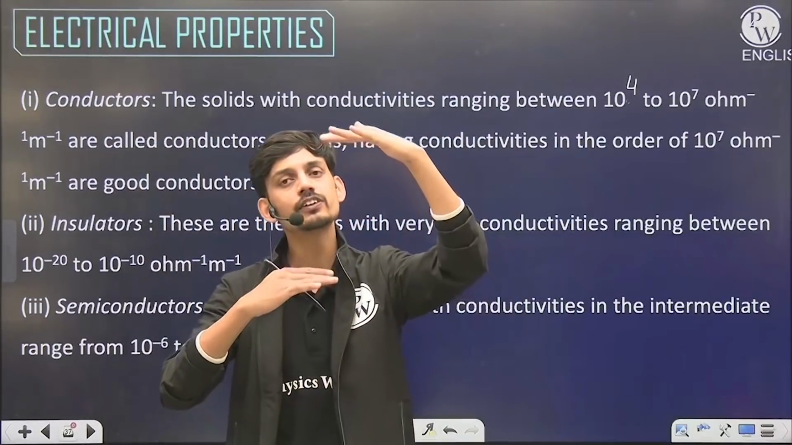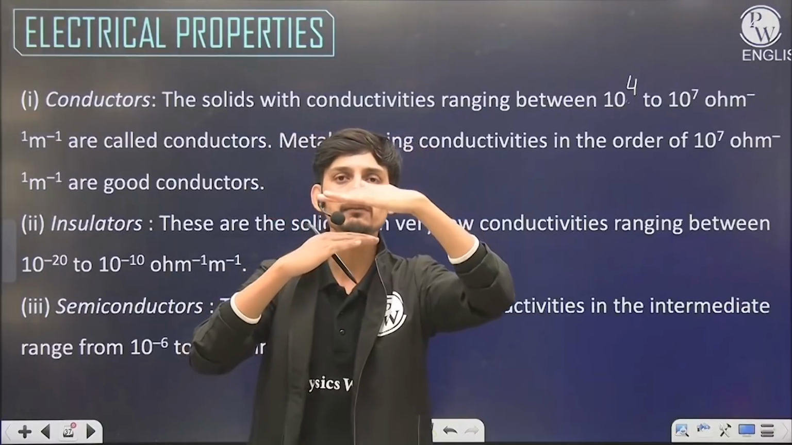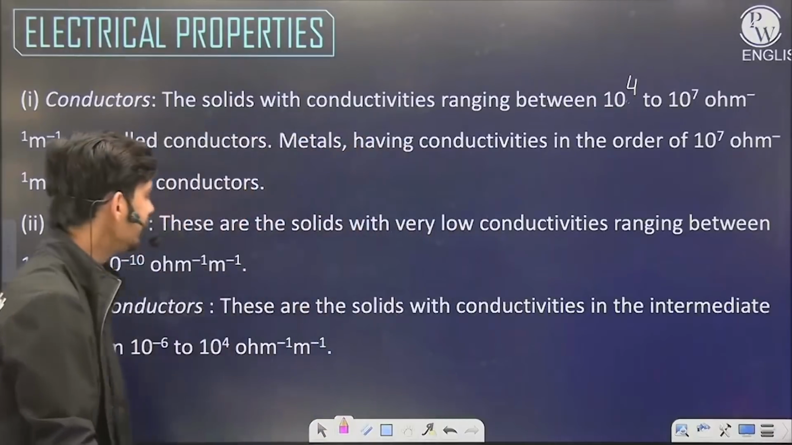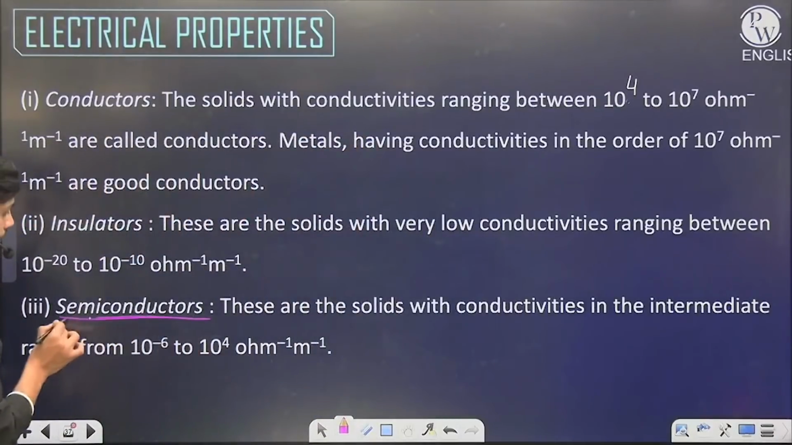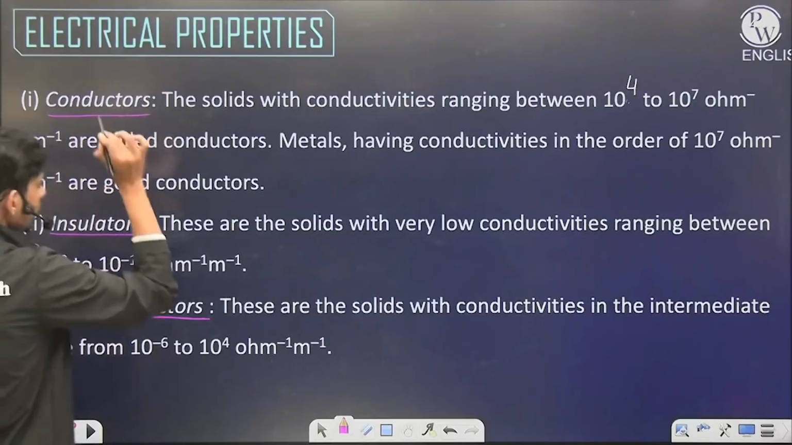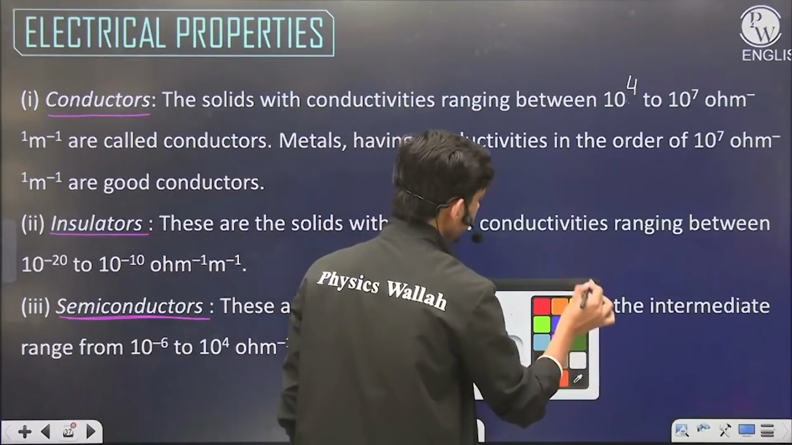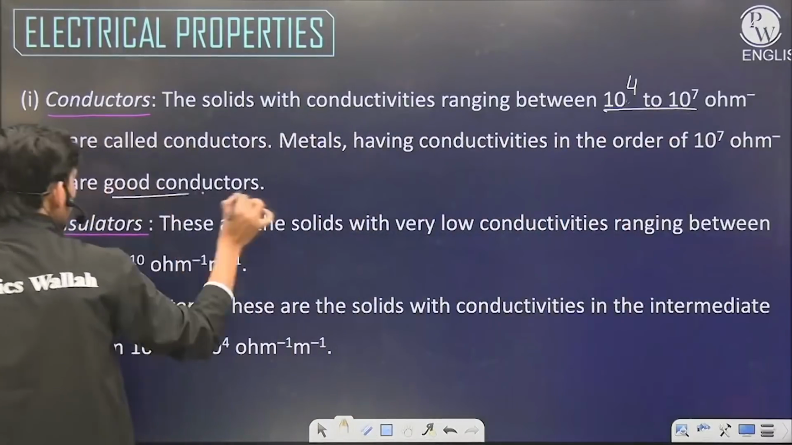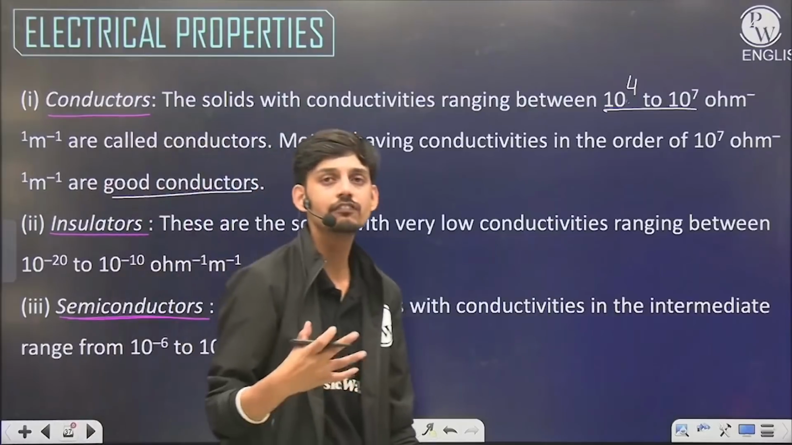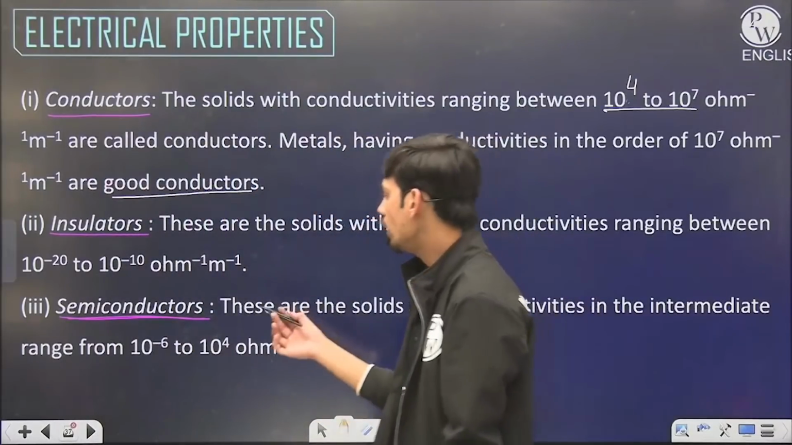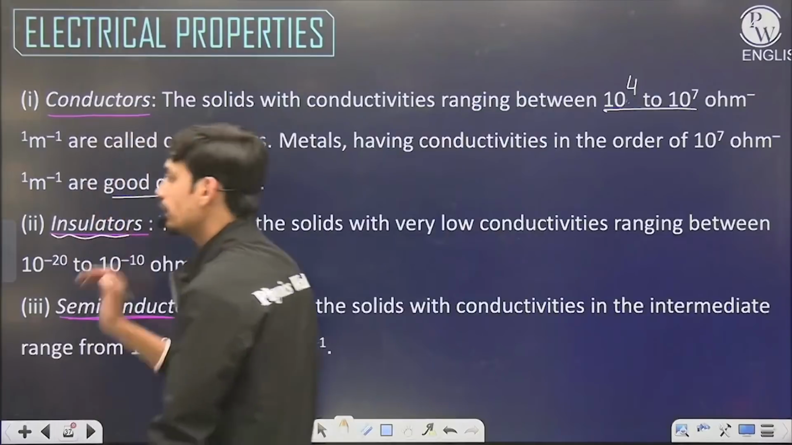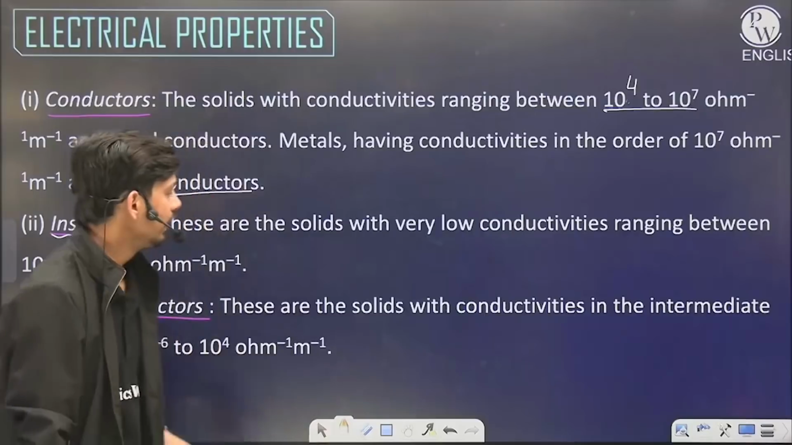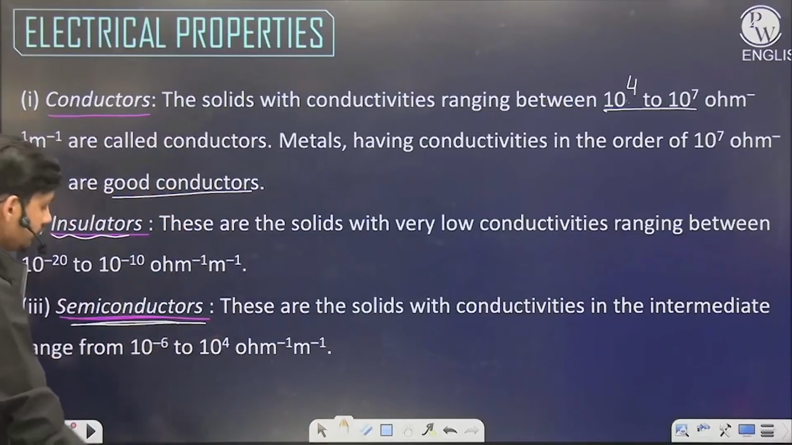And in between conductors and insulators, we have some materials which have conductivity in between these two. Those materials are called semiconductors. Usually metals have free electrons, and that's why metals are good conductors. Usually non-metals are insulators because they do not have free electrons. And metalloids like germanium and silicon fall into the category of semiconductors.